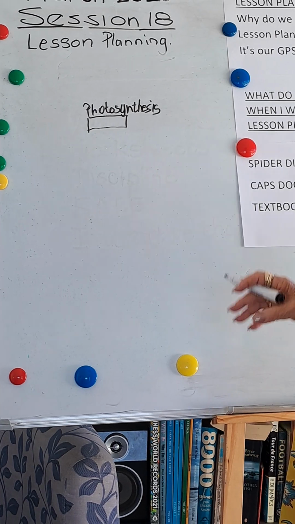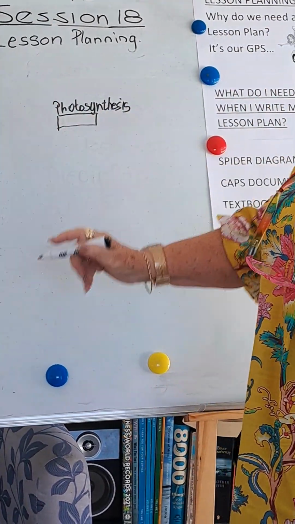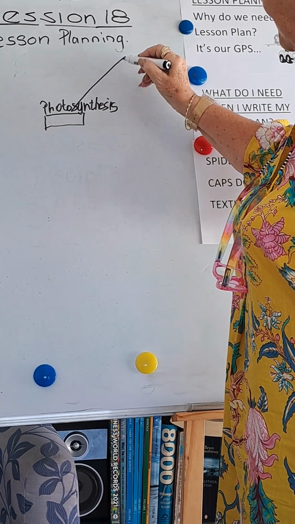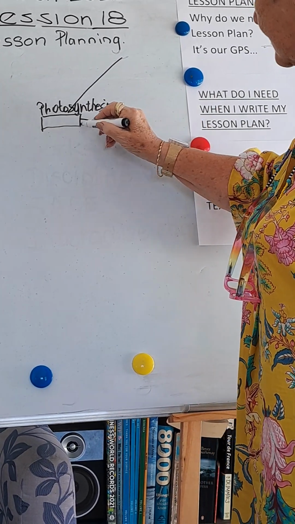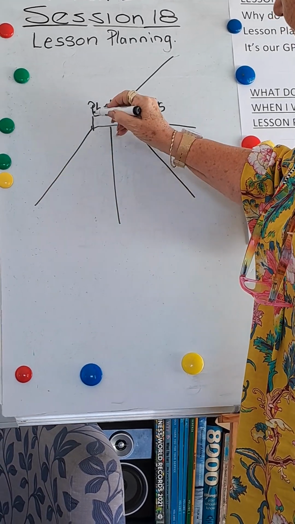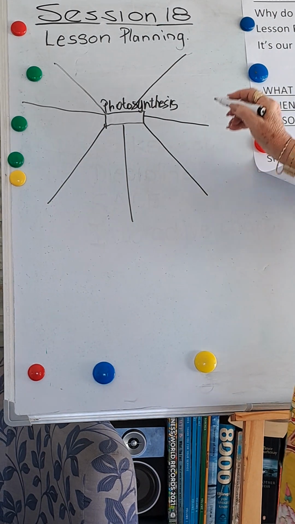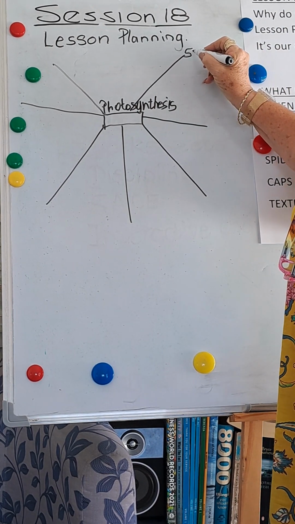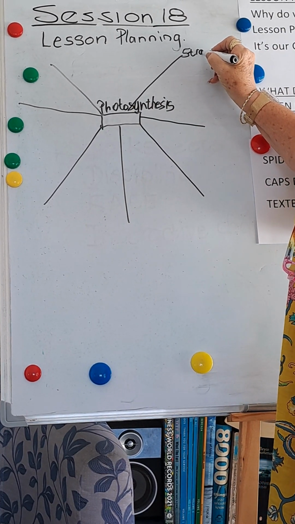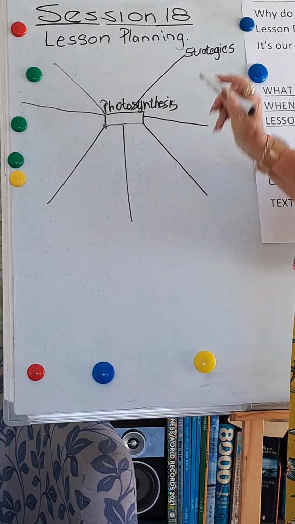Now, in my lesson plan, I've got all these different parts. So, I have all these different legs going out and showing me what I'm going to do. In other words, the one would be, what strategies am I going to try out in this lesson? Remember strategies? What methods am I going to use?